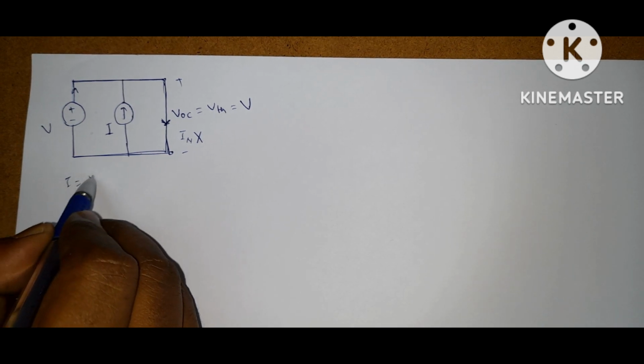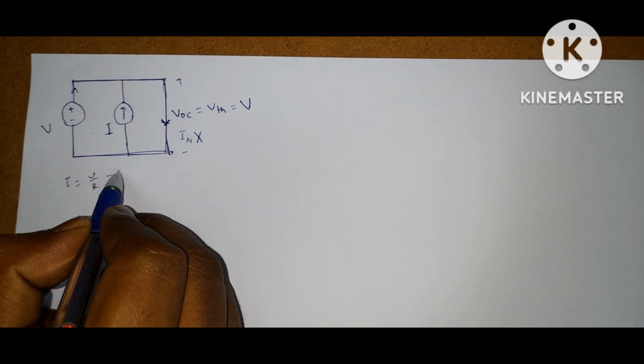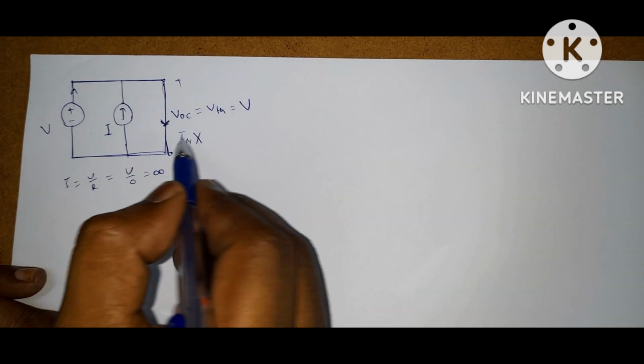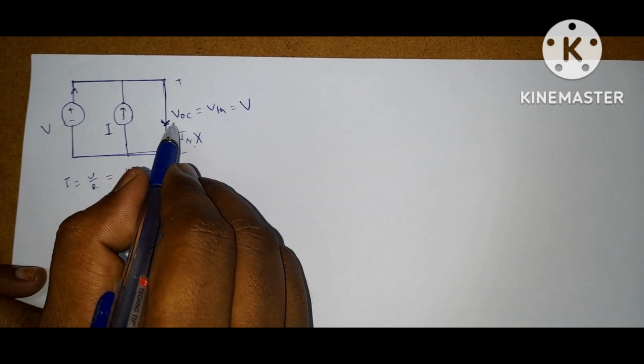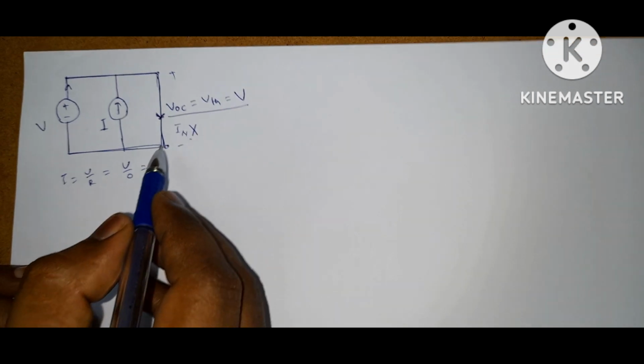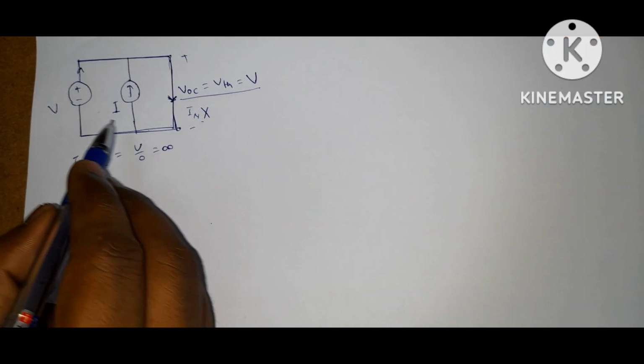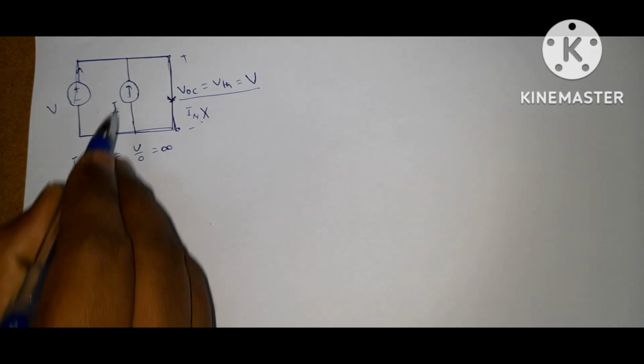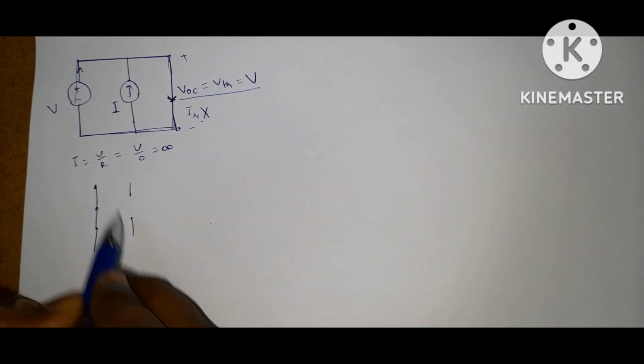So I is equal to V by R. V by R means V by 0, so it is infinity. So it does not exist. So the Norton current does not exist. Only the Thevenin voltage exists. Now to find the Thevenin resistance, replace the voltage source with a short circuit and replace the current source with an open circuit.